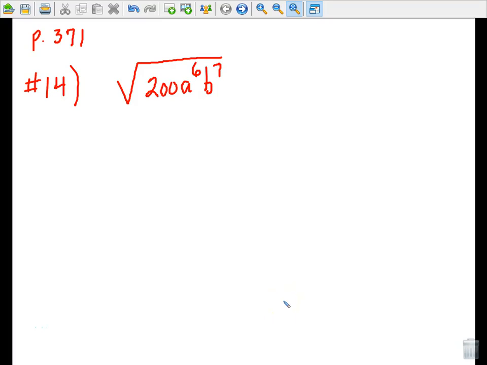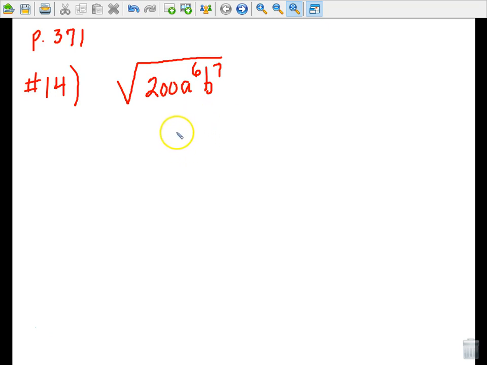Here's some homework help for page 371. This is section 7.2, part 1. We're going to just focus on multiplying and simplifying radicals, and then part 2 will deal with division. So this homework will deal only with multiplication and simplifying radical expressions.